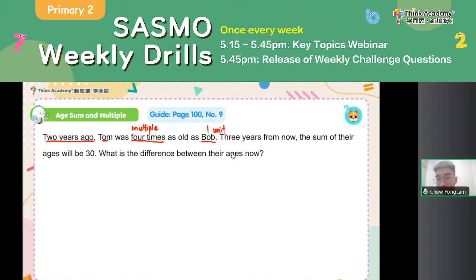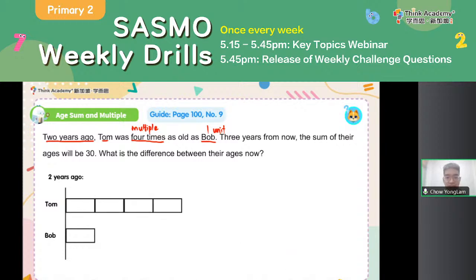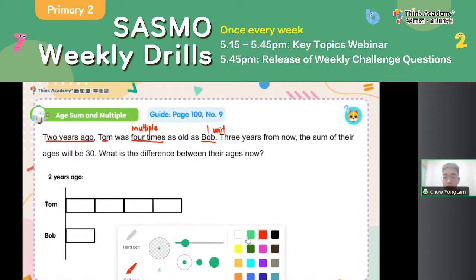Second, whenever we see a multiple relationship, we will draw up the model for that time point. So 2 years ago, there's a multiple relationship, so we will draw out the model. 2 years ago, we are comparing Tom and Bob's age. Bob is 1 unit. Tom will be 4 units. All right. Now, any other information we can label?